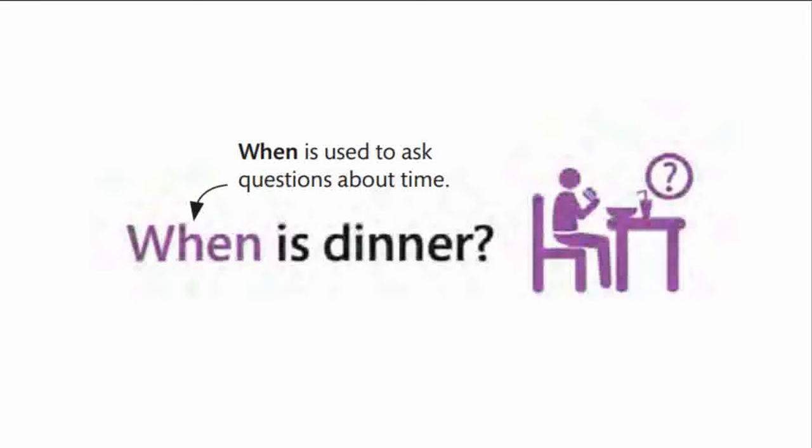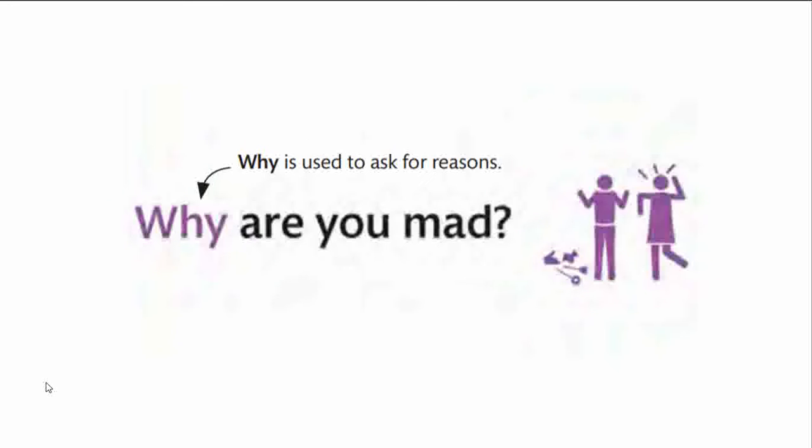The next is when. When is used to ask a question about time. When is dinner? When will you come? The answer could be about the time. That means maybe 6 o'clock, 8 o'clock, etc. So when you want to ask time, you have to say when is dinner, when will you come, etc. Let us see the next example that was shown on the first screen.